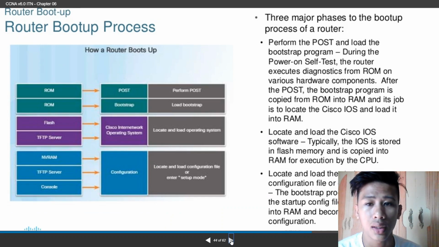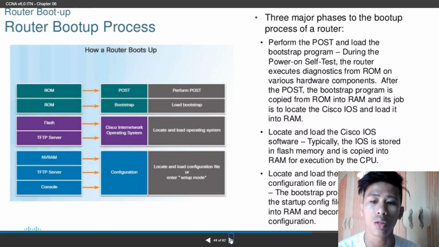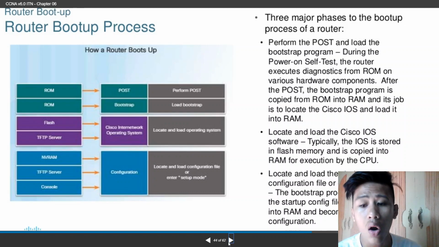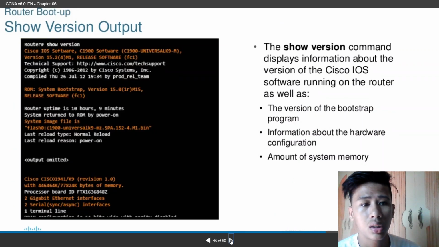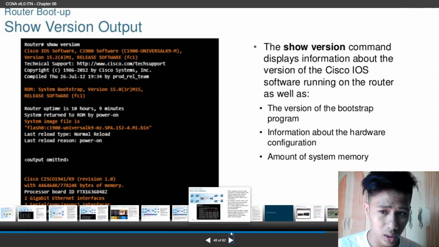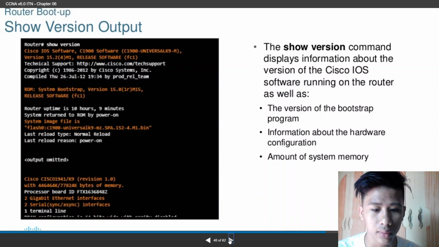The router boot up process has three major phases. The first is performing the POST and loading the bootstrap program. Then locating and loading the Cisco IOS software, and locating and loading the startup configuration file or entering setup mode. The show version command displays information about the version of the Cisco IOS software running on the router, as well as the version of the bootstrap program, amount of system memory, and information about the hardware configuration.